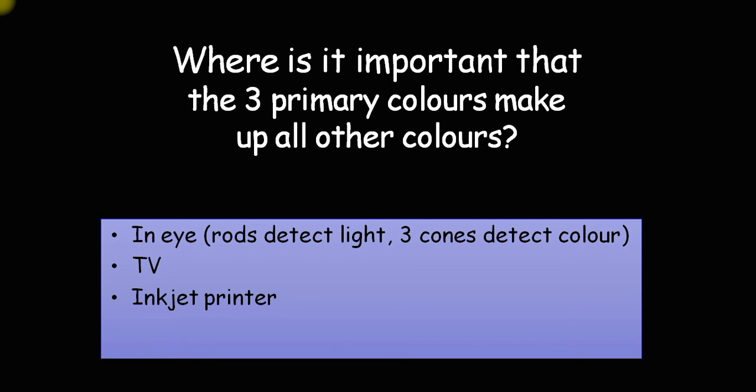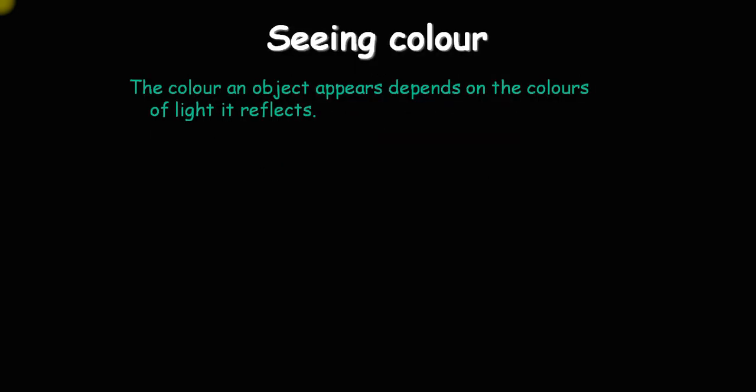These are areas where it's very important. In the eyes, for instance, we have the rods that detect light, and then the cones that detect different colors. Now these cones can add up the primary colors to get other colors, which will be interpreted by the brain. The same thing applies to TV, where we have the basic or primary colors which are combined to form other colors.